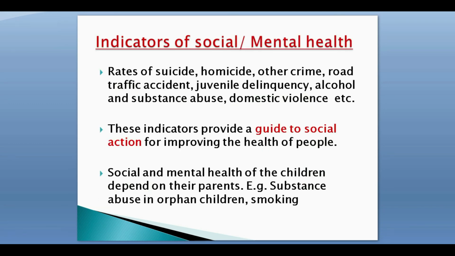Indicators of social and mental health. These are, for example, rates of suicide, homicide, other crimes, road traffic accidents, juvenile delinquency, alcohol and substance abuse, domestic violence, etc. These indicators provide a guide to social action for improving the health of people. Social and mental health of children depends on their parents. For example, substance abuse in orphan children, smoking in children whose father is a smoker.